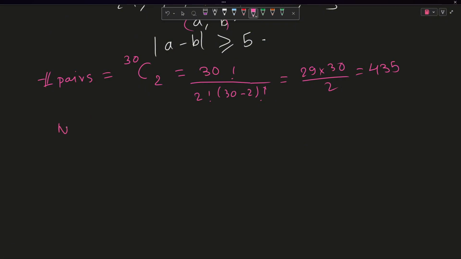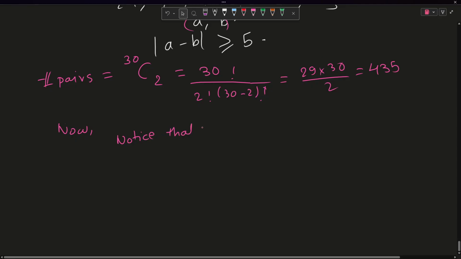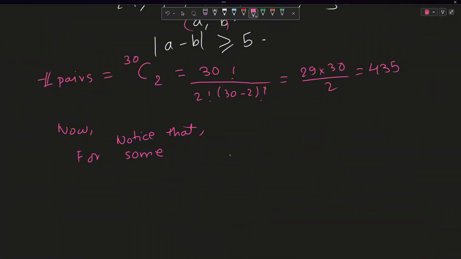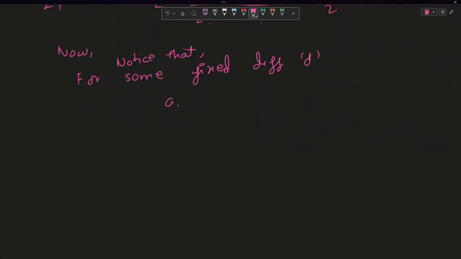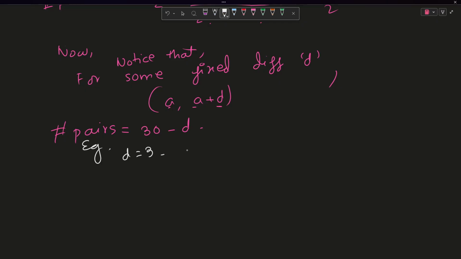Now notice that for some fixed difference d, we take A and then the next should be A plus d, so the difference between them should be d. For some fixed difference d, total pairs is equal to 30 minus d. Let's just take an example first. Say we want d to be 3 in the pair A, B.